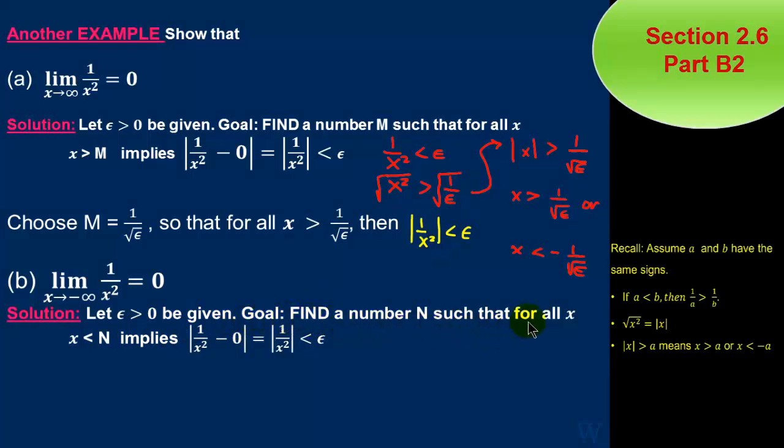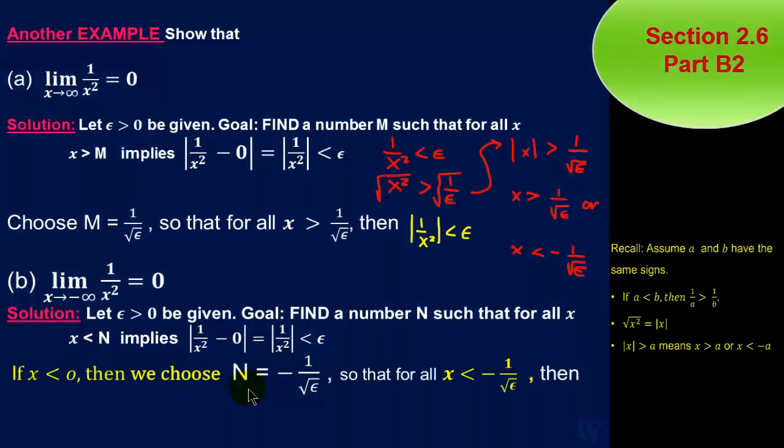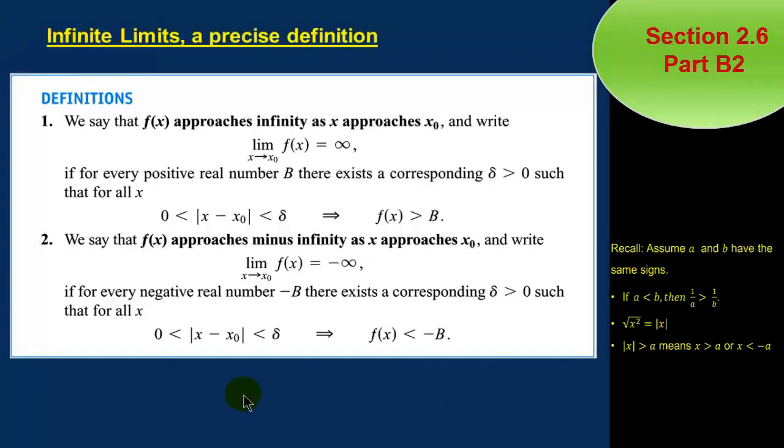And in the same way, based on this inequality, what is our choice of N? We choose N to be equal to negative 1 over the square root of epsilon, so that for all x's less than N, 1 over x squared will also be less than epsilon. So we've proved that the limit of 1 over x squared as x approaches plus or minus infinity is equal to 0.